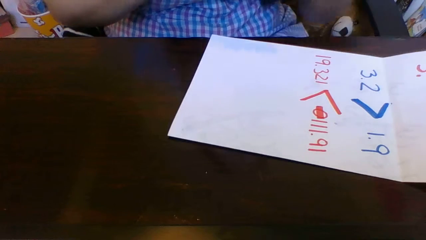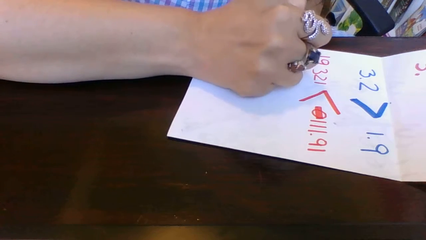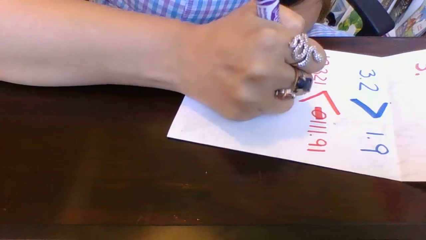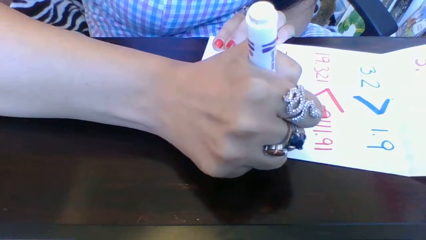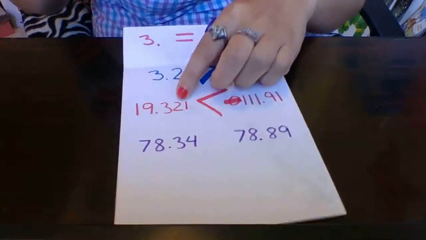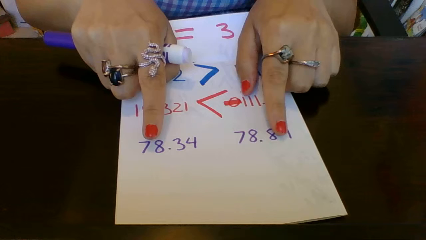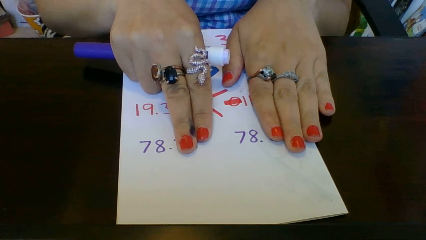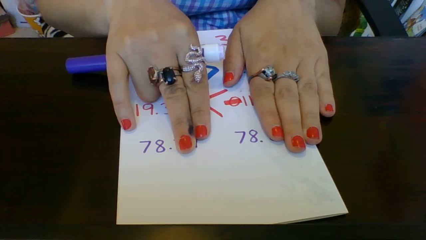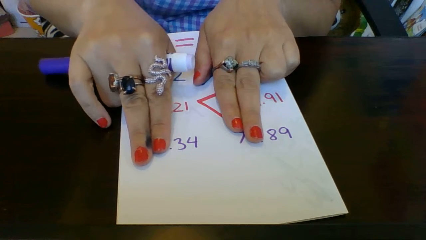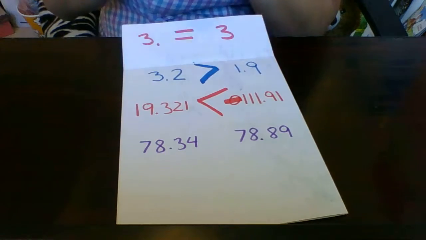Another example using decimals. Maybe I have 78.34, and on this side I have 78.89. Again, I just look at the numbers at the front. So in front of my decimal, what are the numbers? 7, and I've got a 7, I've got an 8, I've got an 8. Now I can move to the other side. 3 and 8, which one's bigger? 8's bigger.